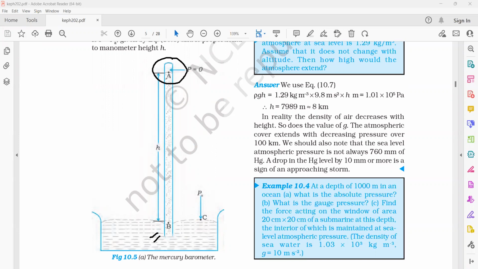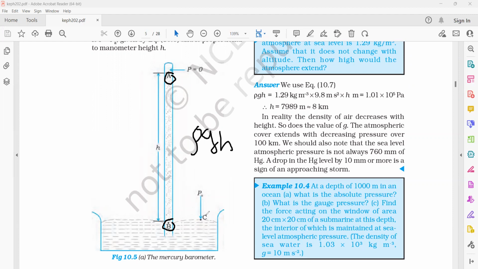And you see here, whatever gap we are observing above the point A, there is no air. We have only mercury vapor. Practically, the pressure of this mercury vapor is 0, so the pressure at the point A is 0. Whereas the pressure at the point B is ρgh, because this point is at a depth of h from the point A.